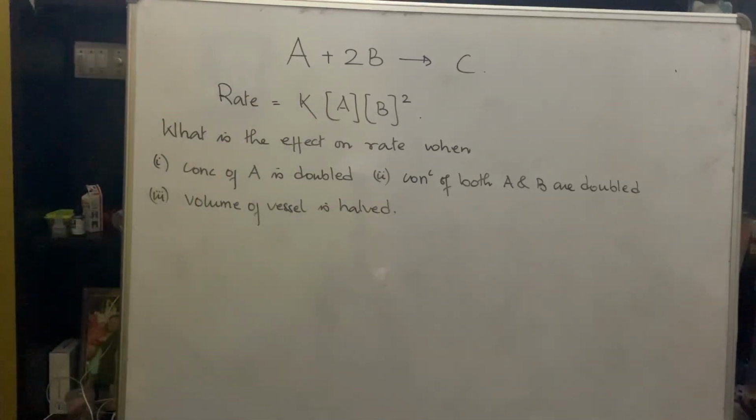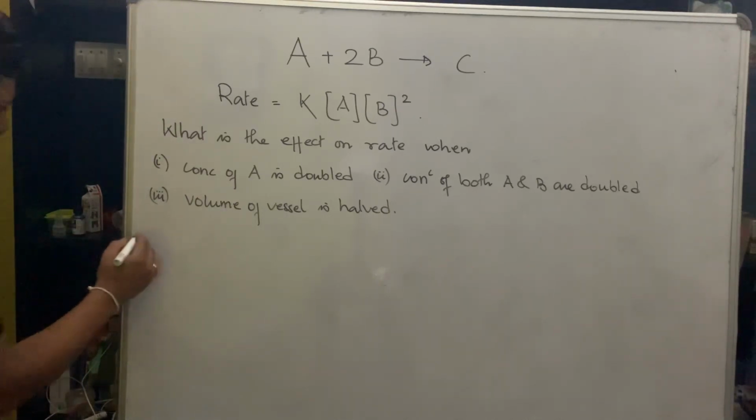Okay. So the reaction is given. The rate law expression is also given. So the question says, what is the effect on rate when the concentration of A is doubled? Concentration of both A and B are doubled, and the volume of the vessel is halved. So let us analyze this question.